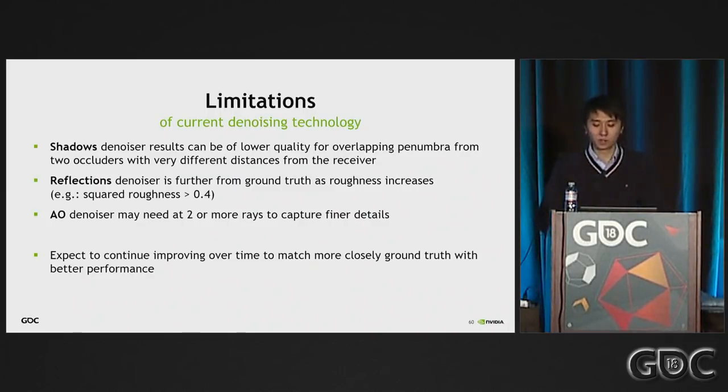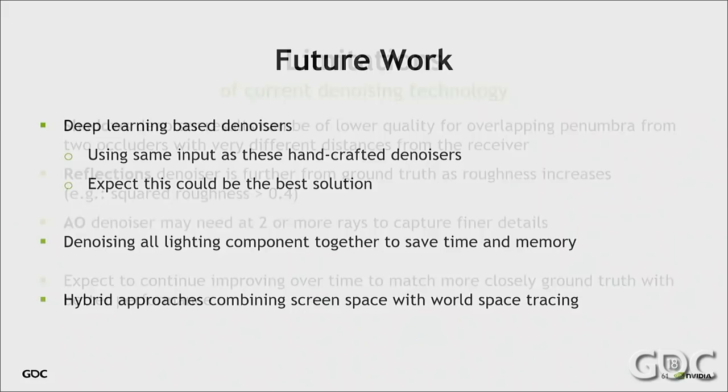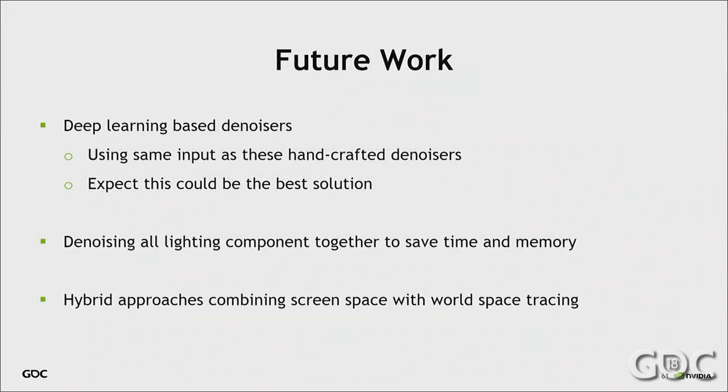And for AO, we still need at least two rays to cover all the high frequency details that we like to cover in contact regions. But we do have some more ideas on how to address those. In fact, we're going to keep improving these over time, just keep improving the balance of quality versus performance. In the future, we're also going to explore deep learning-based solutions for these effects.